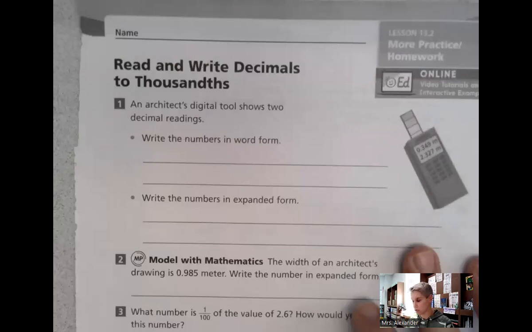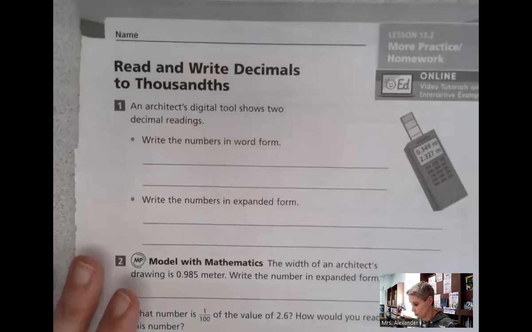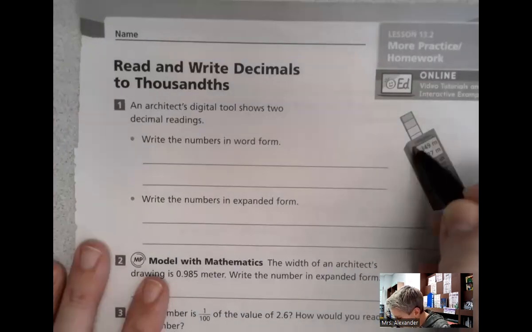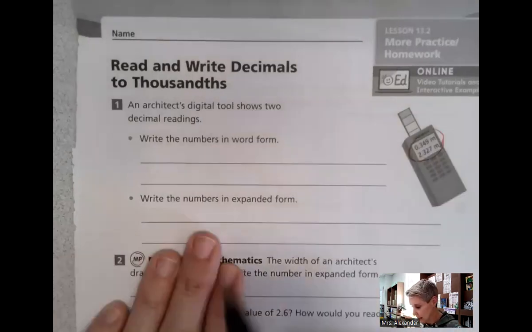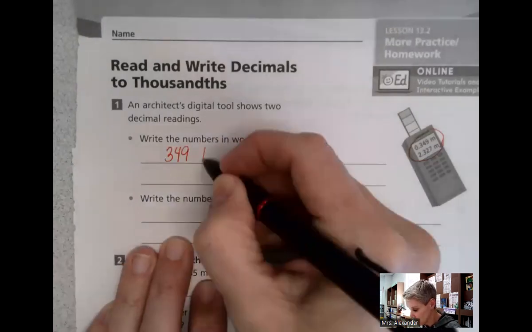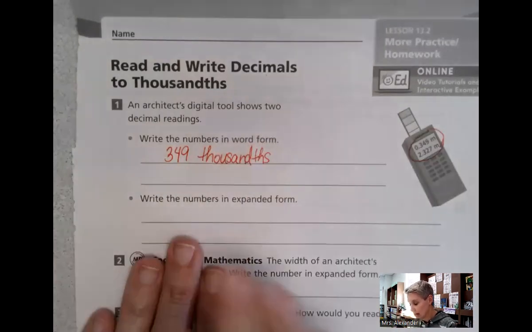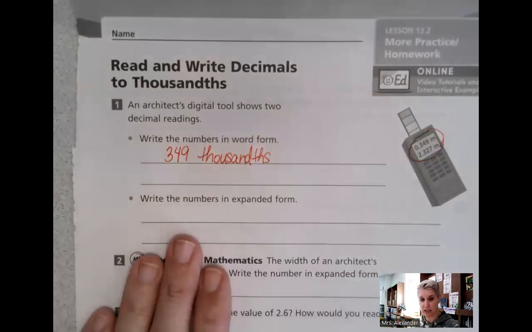We also did lesson 2 of module 13, reading and writing decimals to thousandths. So if you look, an architect's digital tool shows 2 decimal readings. We're looking over at that image, and we're going to write the numbers in word form. Now, we talked about short word form. So here they are. The first one, I see 349 thousandths. So we're going to write out the word thousandths. That would be short word form. I could have put 0 and, but I'll just leave it as that.